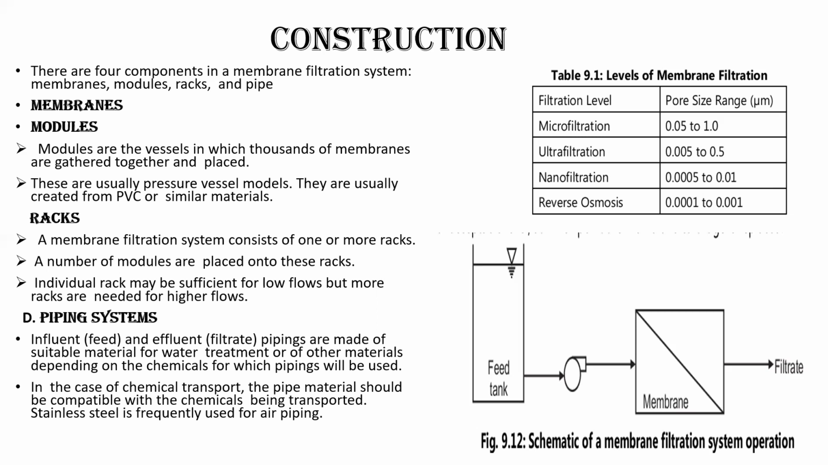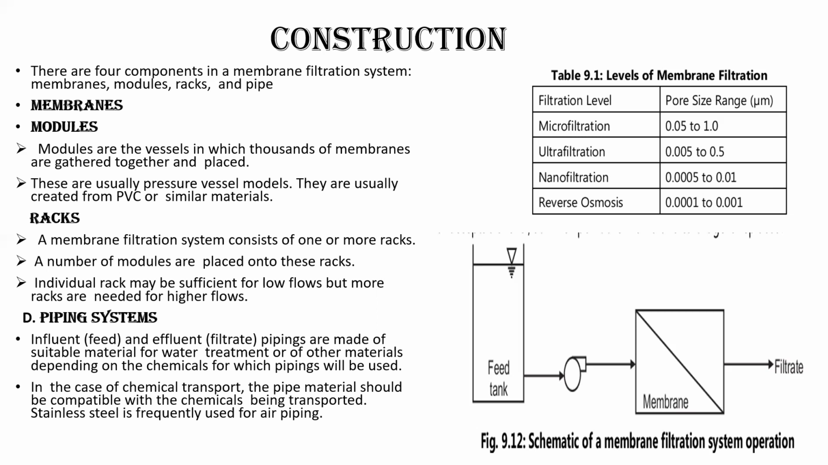An individual rack may be sufficient for low flow, but more racks are needed for high flow. So a single rack is sufficient for low flows of the slurry, and if more than one is needed, we increase the number of racks for the higher flow. So this is the third component.